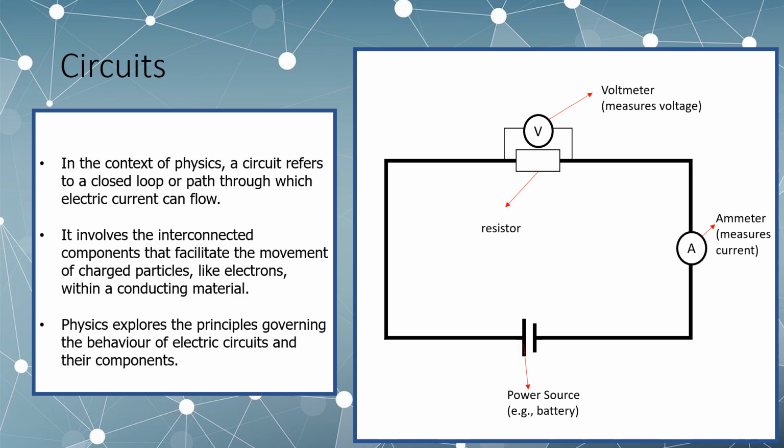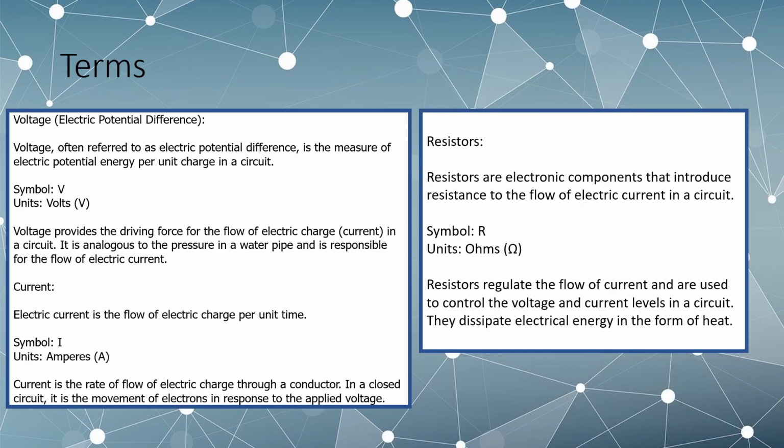Let's go into more specific detail about some of these terms now to help us as we move further into our discussion on circuits. But before we explore some different concepts, let's make sure we're familiar with our three key terms that we're going to be discussing. There is voltage, also known as electric potential difference. And this is the measure of electric potential energy per unit charge in a circuit. It is given the symbol V, and it has the units volts, represented by V. Voltage provides the driving force for the flow of electrical charge in a circuit.